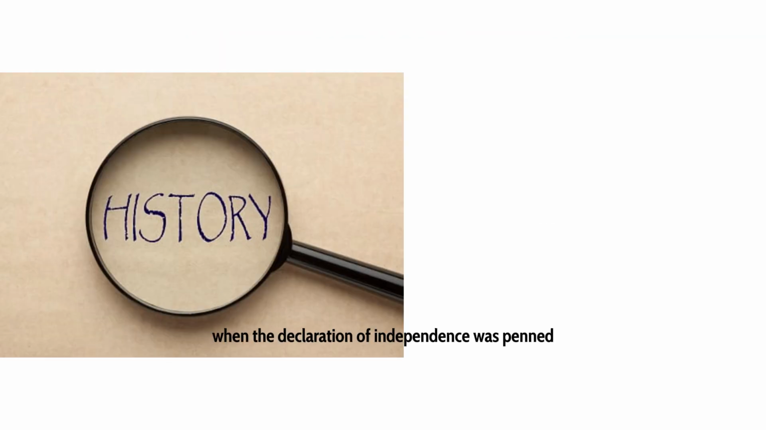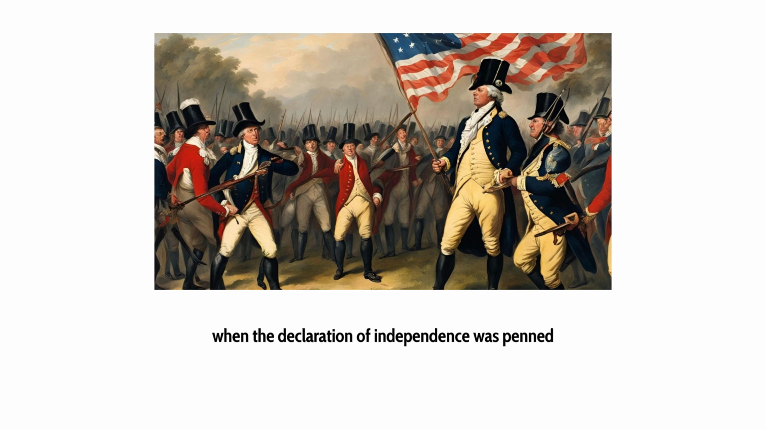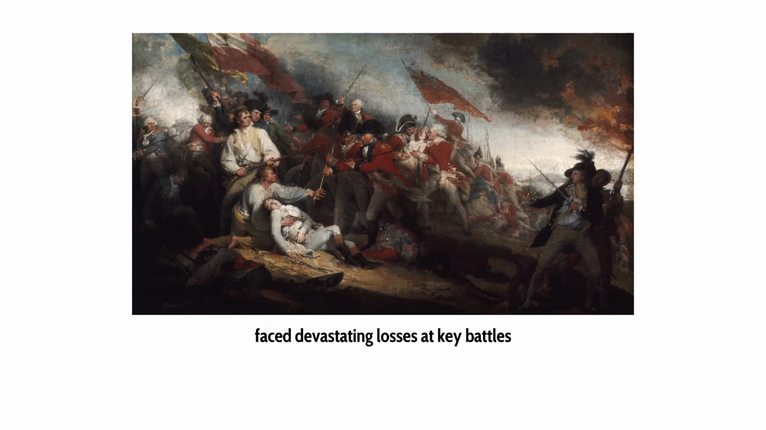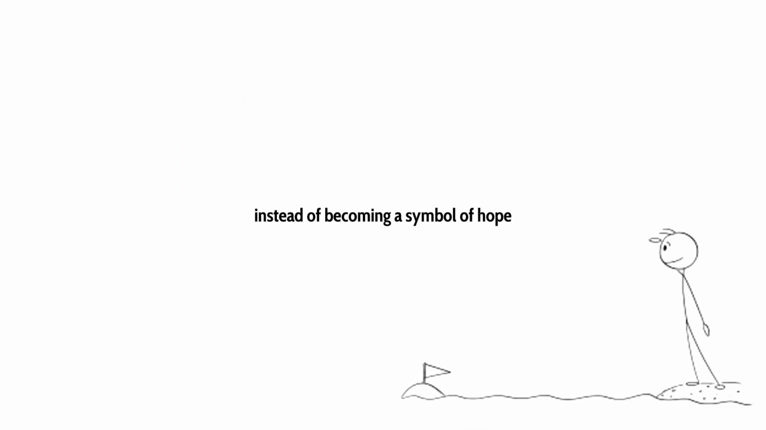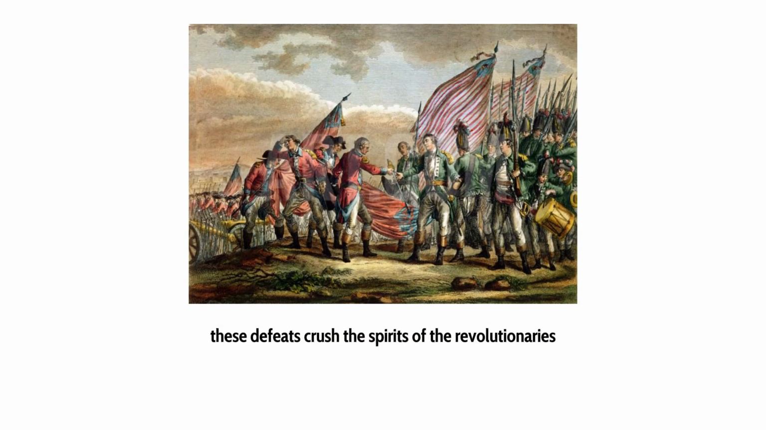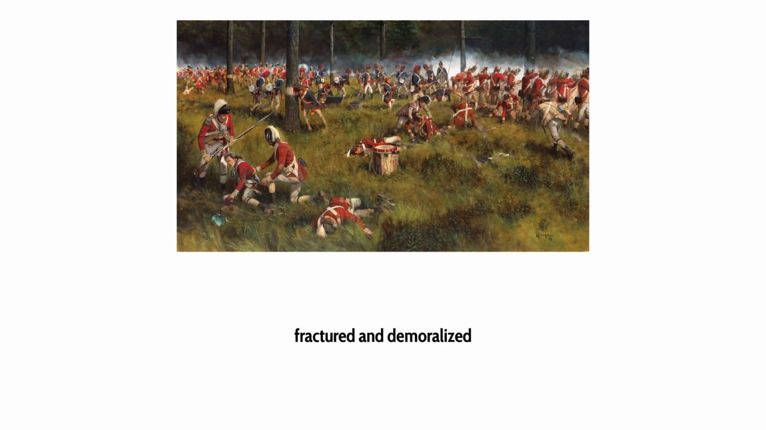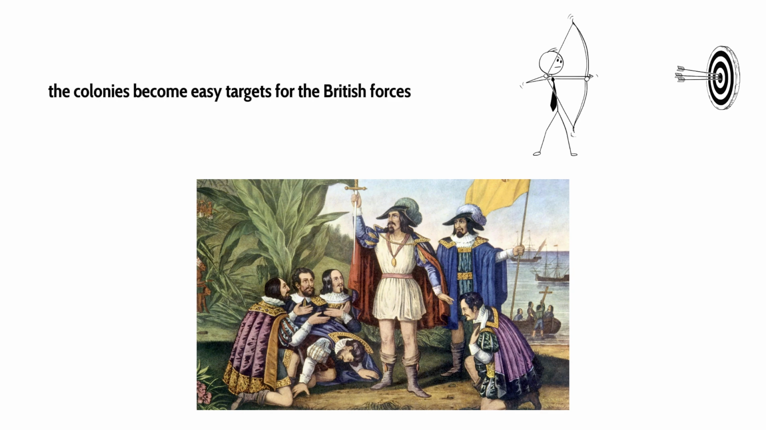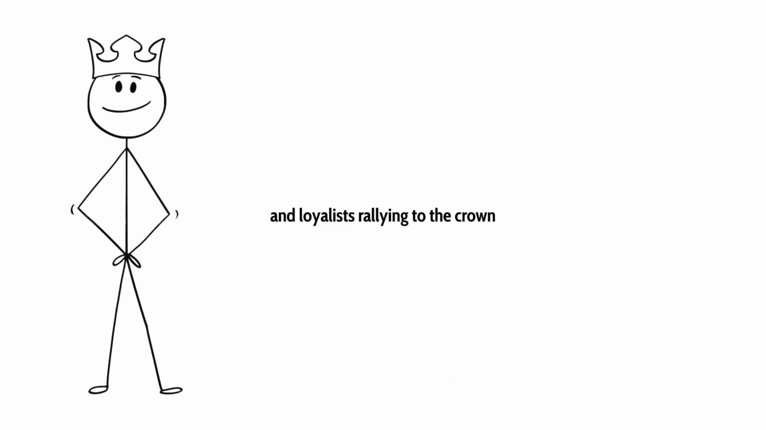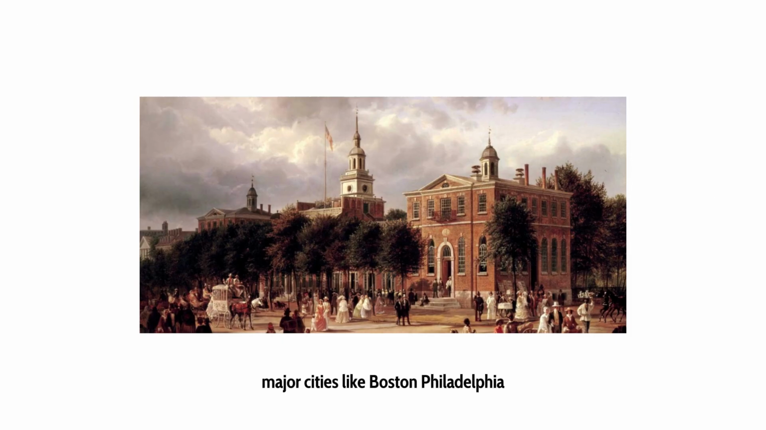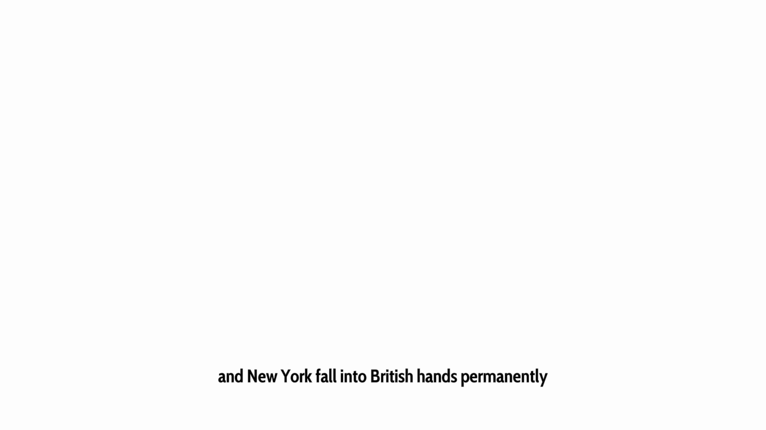In this alternate history, we start in 1776, when the Declaration of Independence was penned. But imagine that the Continental Army, led by George Washington, faced devastating losses at key battles like Bunker Hill and Saratoga. Instead of becoming a symbol of hope, these defeats crushed the spirits of the revolutionaries. Fractured and demoralized, the colonies become easy targets for the British forces. With British reinforcements pouring in and loyalists rallying to the crown, the colonies see a reversal of fortunes. Major cities like Boston, Philadelphia, and New York fall into British hands permanently.